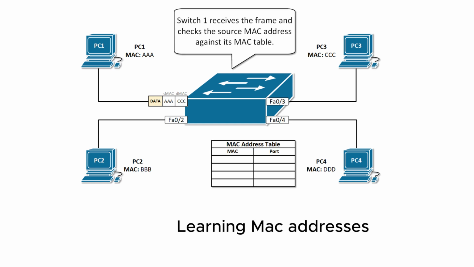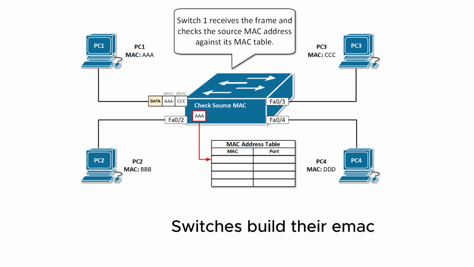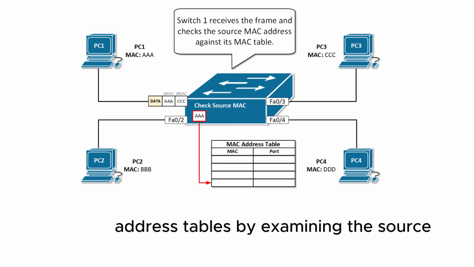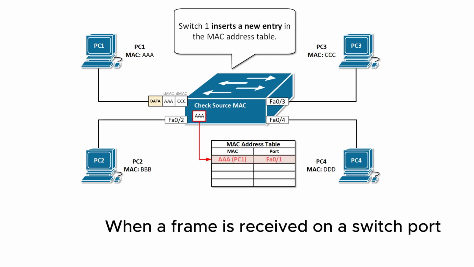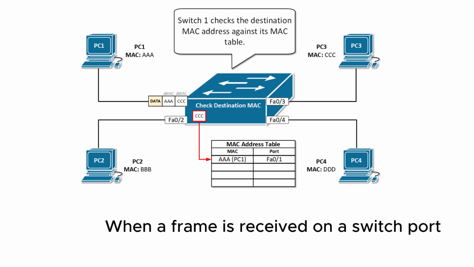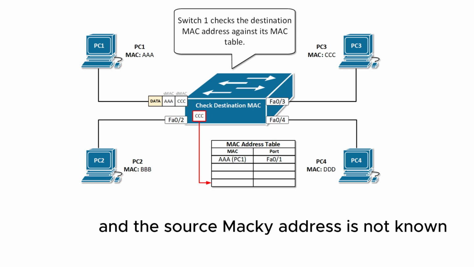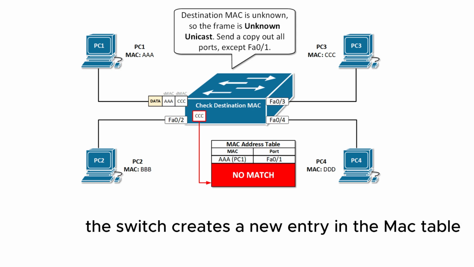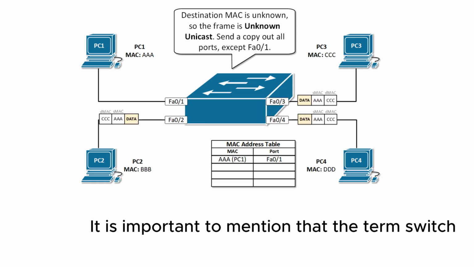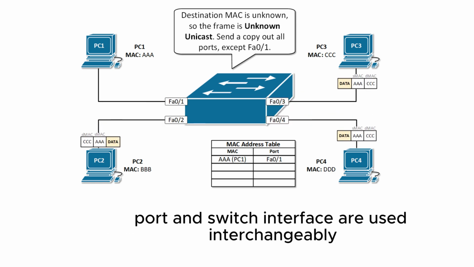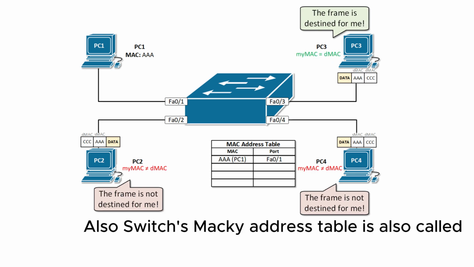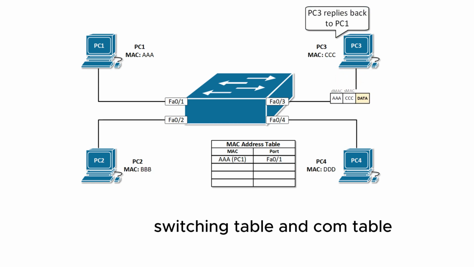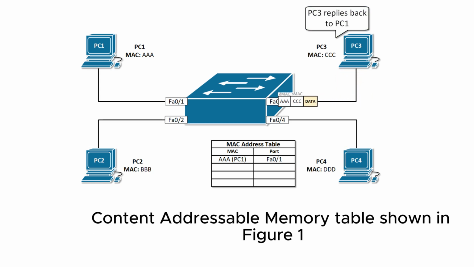Learning MAC addresses. Switches build their MAC address tables by examining the source MAC address of incoming Ethernet frames. When a frame is received on a switch port and the source MAC address is not known, the switch creates a new entry in the MAC table. It is important to mention that the terms switch port and switch interface are used interchangeably. Also, a switch's MAC address table is also called the switching table and the CAM table, content addressable memory table.